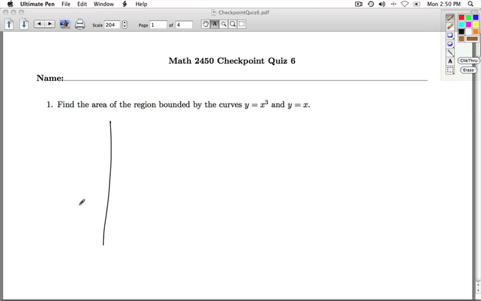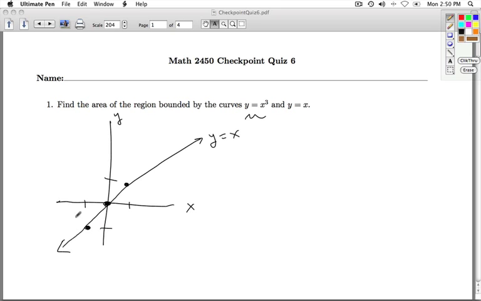So to get a better graph of what's going on, we can go over here to our x and y, and we can plot these points. Here's 0, 0, negative 1, negative 1, 1, comma 1. Now we know the line y equals x goes through those points in that fashion. To figure out what the y equals x cubed is doing, we can plot points around here. If I plug in negative 2, for example, I'm all the way down at negative 8.